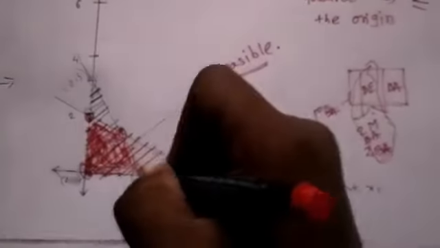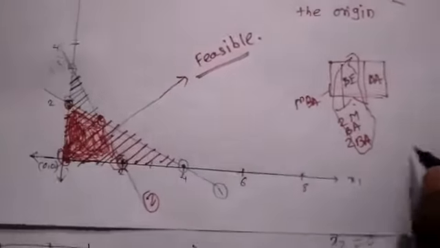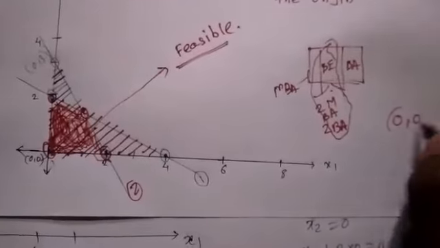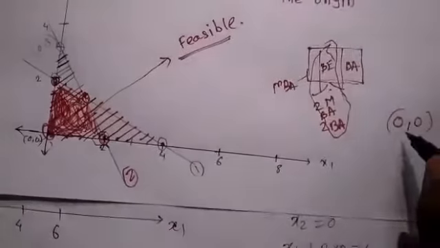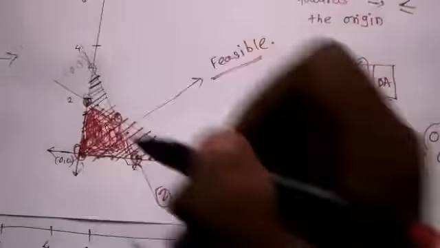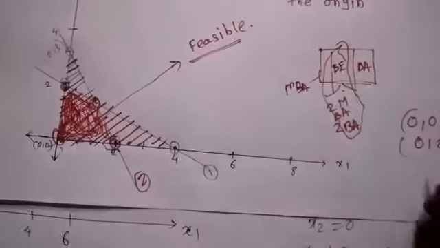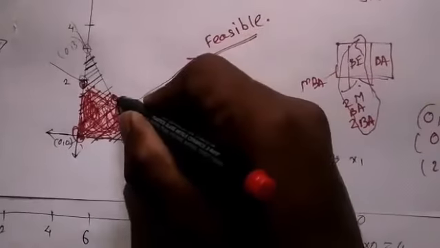So we know the corner points. What is the first corner point? 0, 0. What is the second corner point? 0, 2. That is, x1 is equal to 0, x2 is equal to 2. What is the third corner point? 2, 0. Now, what is this intersection point?